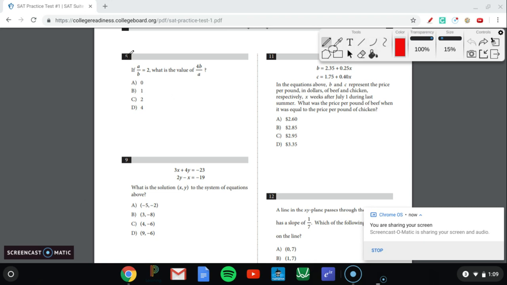Okay, let's see question 8. If a over b is equal to 2, what is the value of 4b over a? Now you might try to solve this by solving for a or b and plugging it into 4b over a or something. But I'm going to show you the easiest way to do a problem like this.